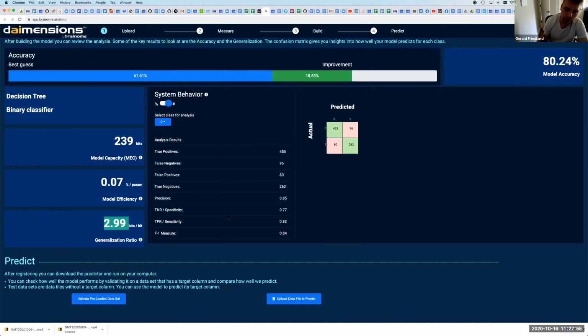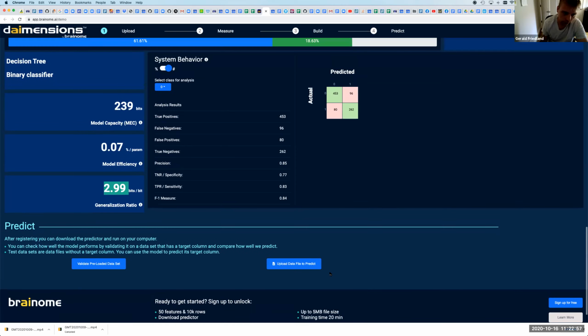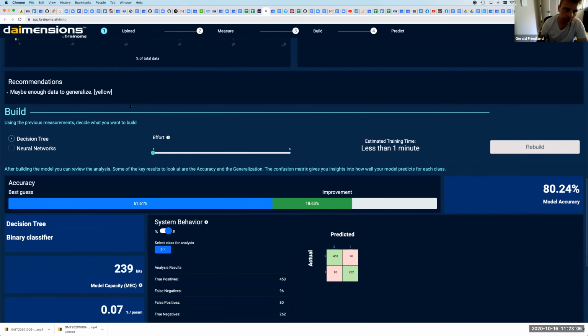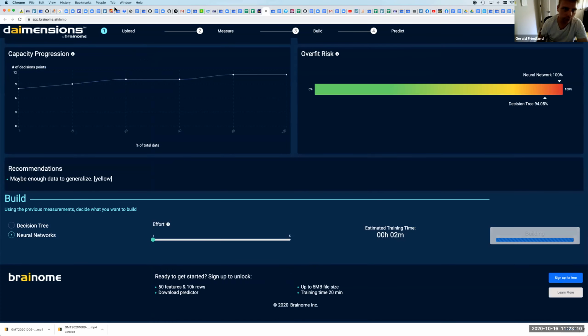And then you can actually validate your predictor. And if you signed up, then you can also just get the predictor out and use it. Okay. We can also, just for fun, ignore all the measurements and say, let's use neural networks, and rebuild the whole thing with an actual neural network. And that takes about 2 minutes. It predicts the time it'll take.